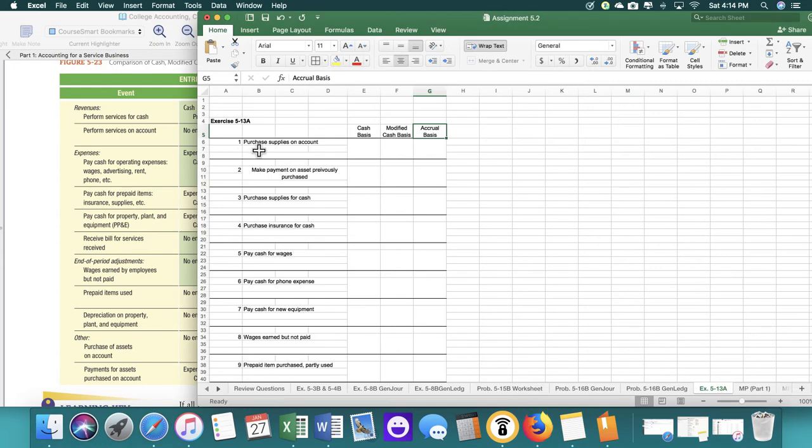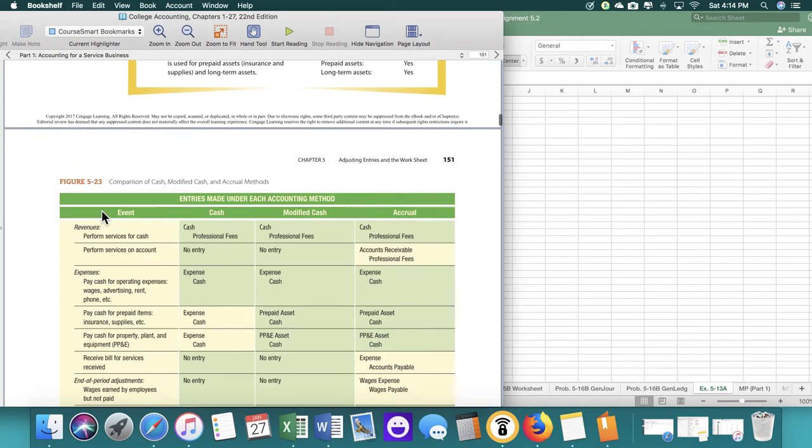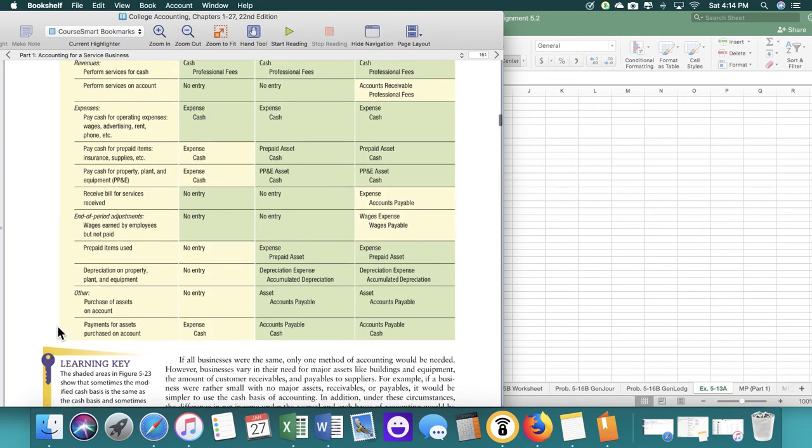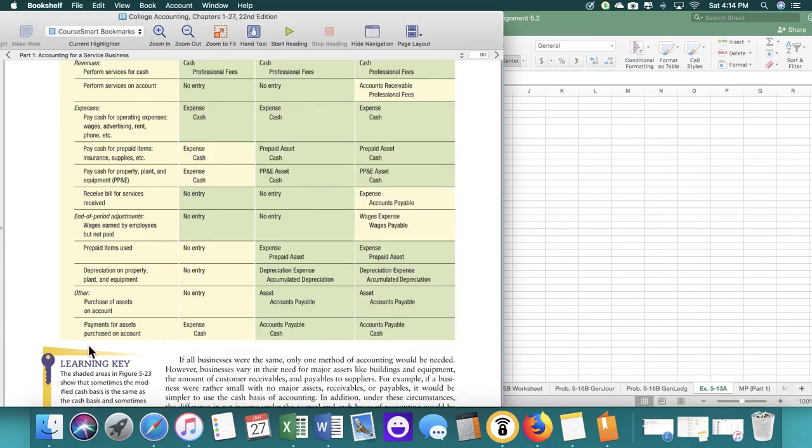So if we purchase supplies on account, you would say what we would use. For cash basis, since it's on account, there is no entry. Modified cash basis. So if we go back up, let's actually go down here, it shows you purchase of assets on account. So that's essentially what we did. We purchased supplies, which is an asset, on account.